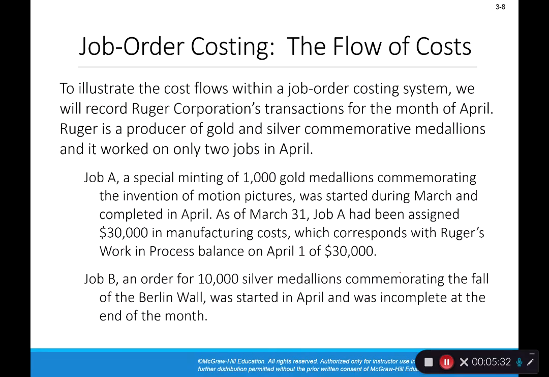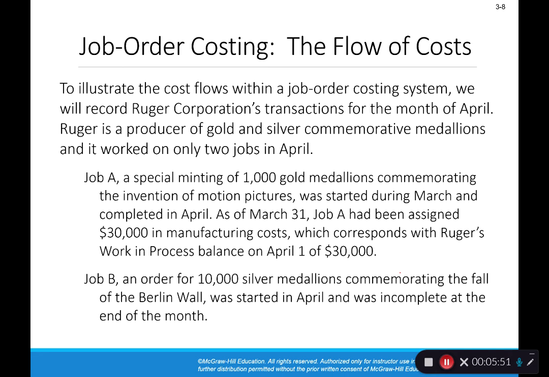So to illustrate, we're going to look at Ruger Corporation's transactions for the month of April. They produced gold and silver commemorative medallions, and they were working on 2 jobs in April. Job A is a special minting of 1,000 gold medallions. Started during March and completed in April.